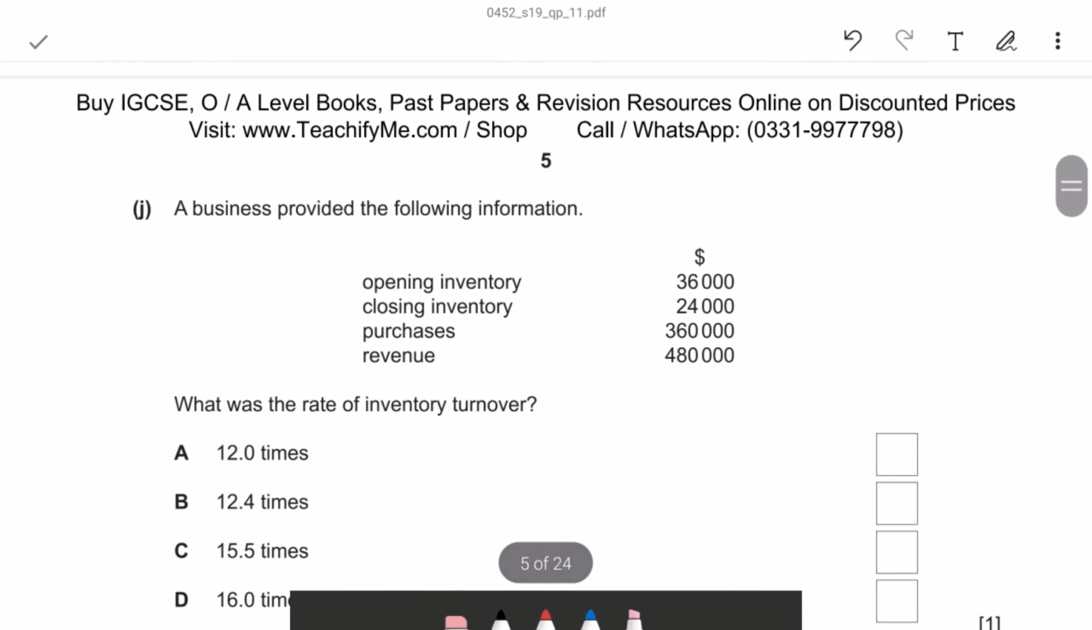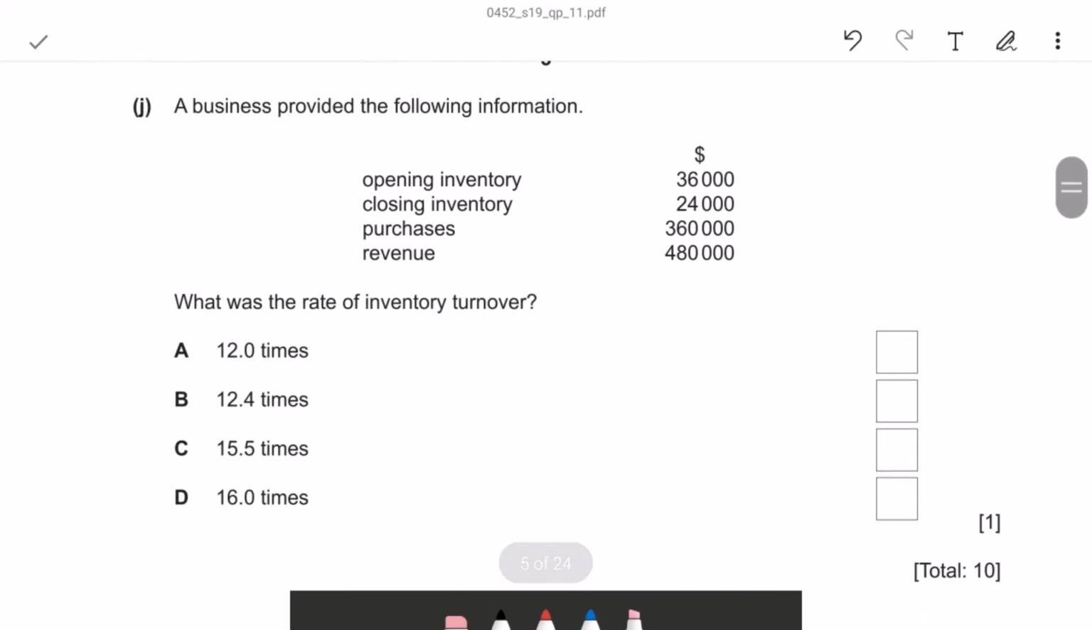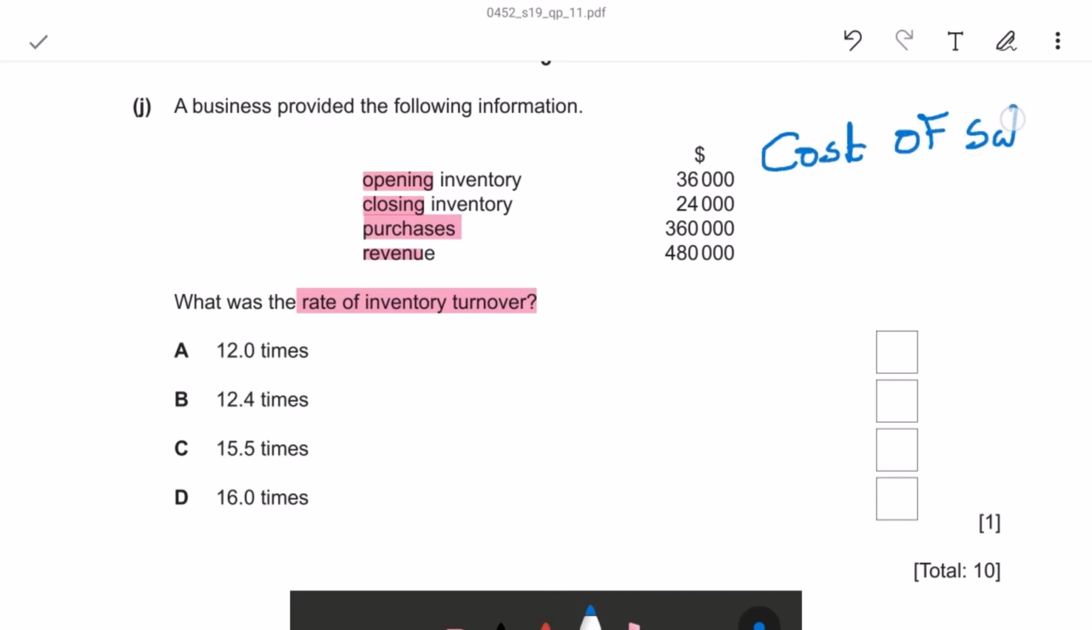Next, the last question. A business provided the following information: opening inventory, closing inventory, purchases, revenue. What was the rate of inventory turnover? What is the equation of rate of inventory turnover? Cost of sales divided by average inventory.